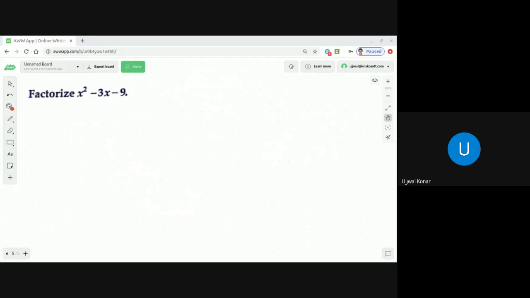Take a couple of minutes to solve this one. In the factorization, what are the two factors you need to find out?